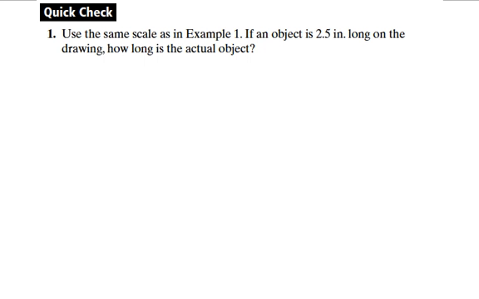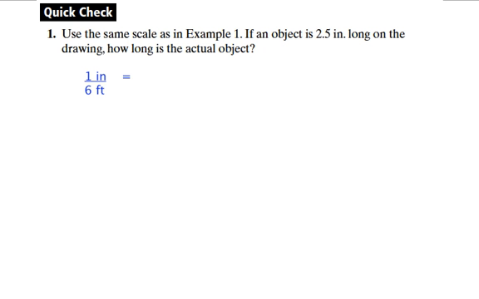Now let's try quick check number 1. Use the same scale as example 1. If an object is 2.5 inches long on the drawing, how long is the actual object? We'll start by setting up the ratio for the scale. The scale was 1 inch equals 6 feet. So I placed 1 inch on top and 6 feet on the bottom for our ratio.